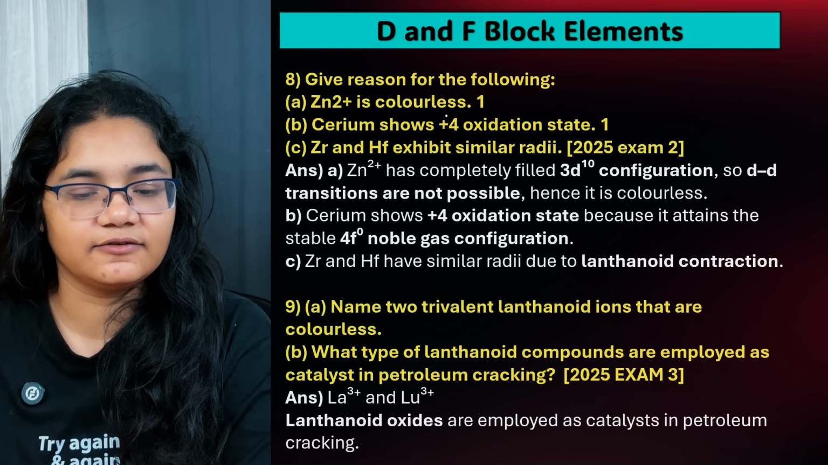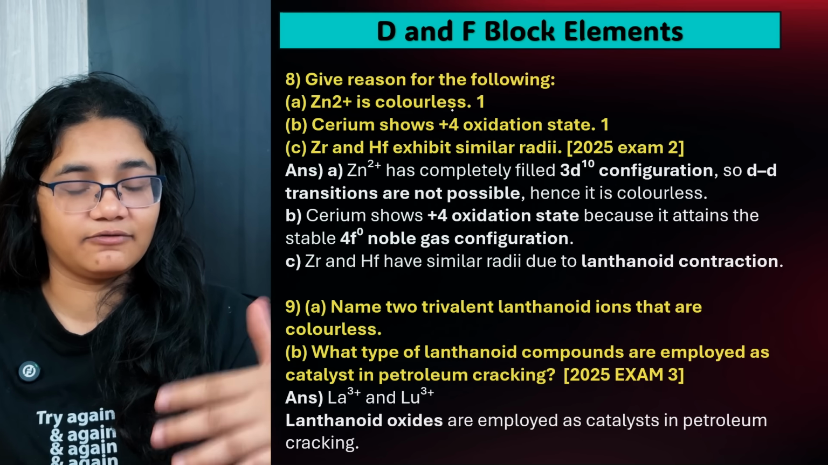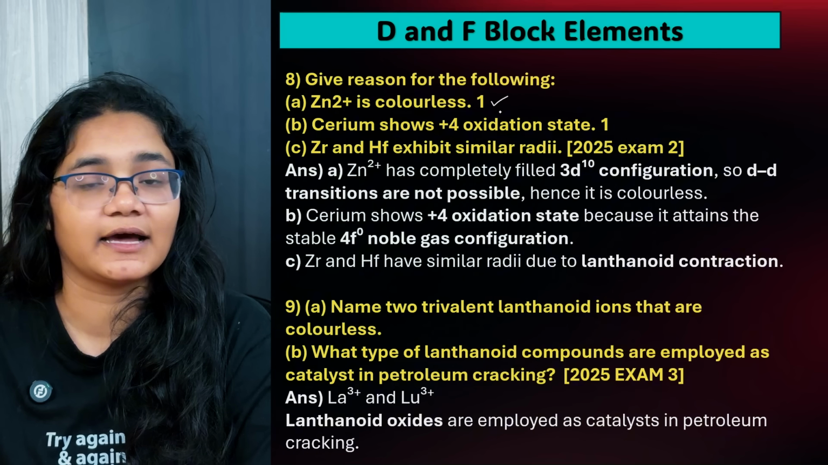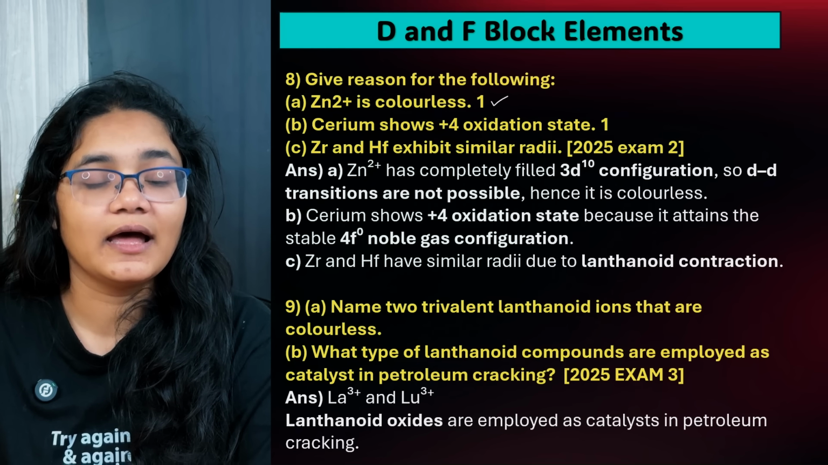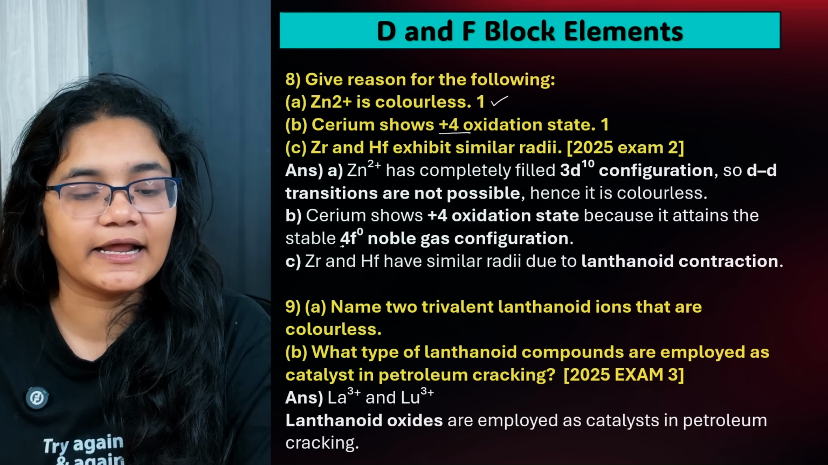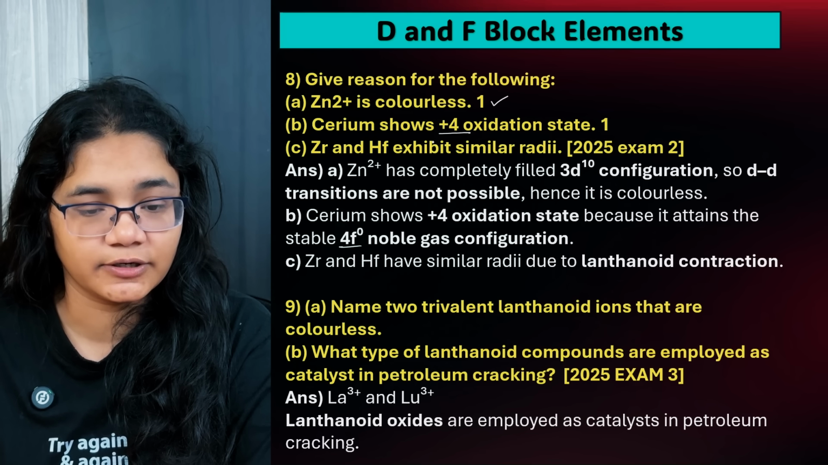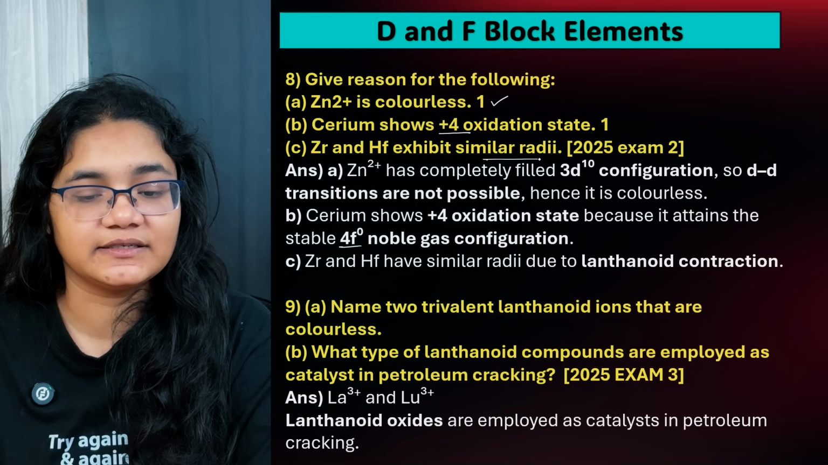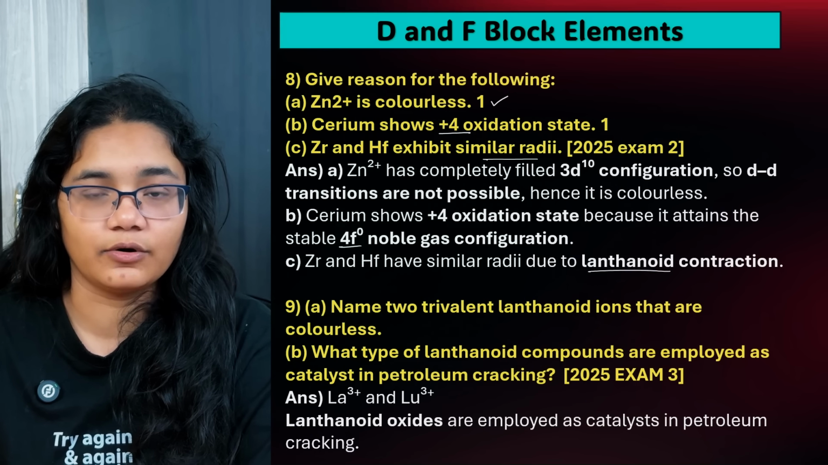Next is give reason for the following. So this was there in the 2025 examination too. Why is zinc colorless? That is because it has no unpaired electron. Cerium shows +4 oxidation state. That is because it has 4f0 stable configuration. Zr and Hf exhibit similar radii. That is because of lanthanide contraction.